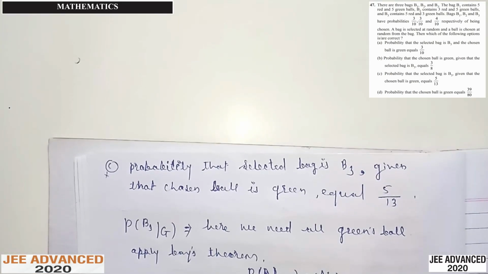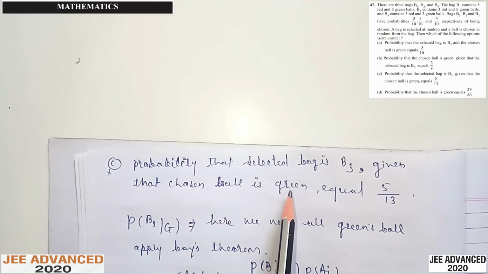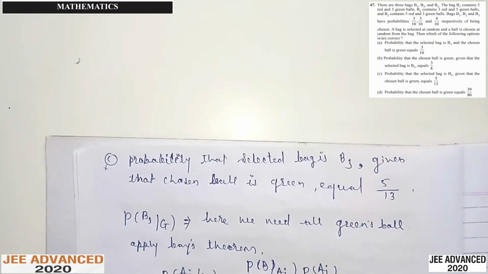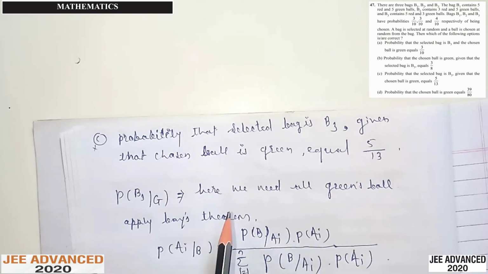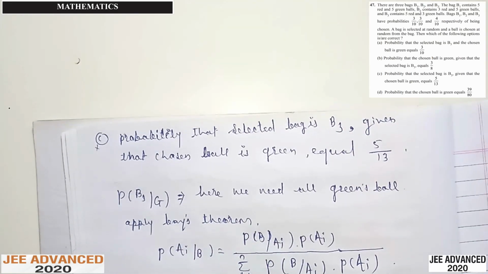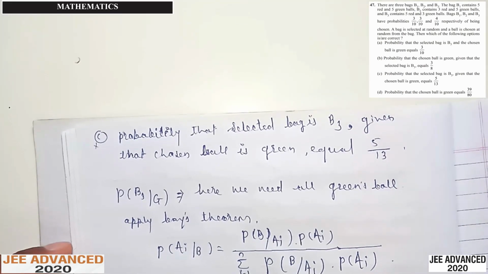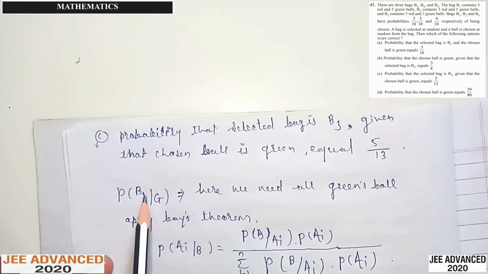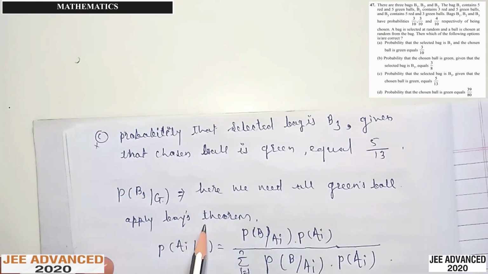So here in option C, the probability that the selected bag is B3 given that the chosen ball is green equals 5 by 13. Okay, so here we need to apply Bayes theorem. Why do we have to apply Bayes theorem? Because we have chosen a green ball, given bag B3, so that's why we have to apply probability of B3 given G. So Bayes theorem can be used.